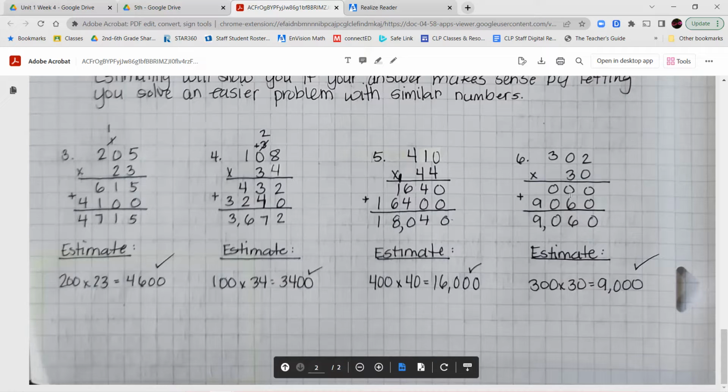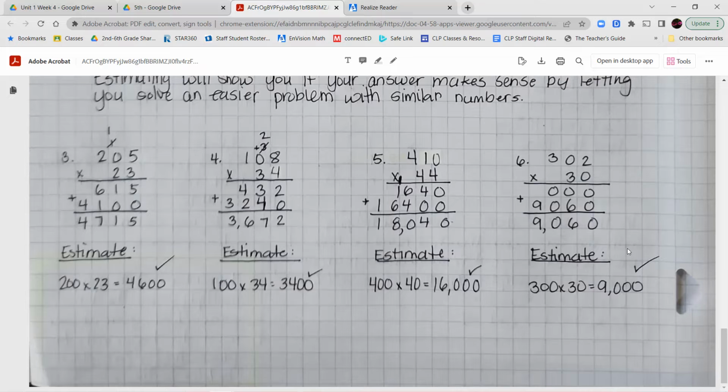3 times 2 is 6. I recorded my 6. 3 times 0 is 0. I recorded my 0. And then 3 times 3 was 9. So I recorded my 9. Adding those partial products, I got a total of 9,060, which was close to my estimate, which tells me that my answer here is reasonable.